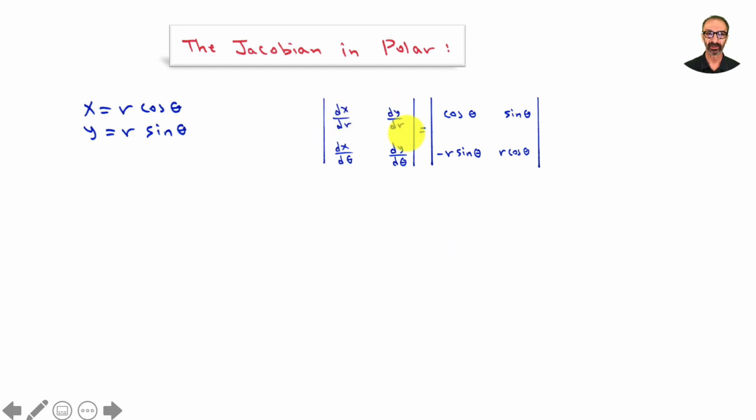dx dr, dy dr, dx d theta, dy d theta. You take your time and you're going to end up with this. Let's just do the first one, dx dr with respect to r. I want to differentiate this. This is a constant in my way. So the derivative of r cosine theta with respect to r will give me cosine theta, which is right there.